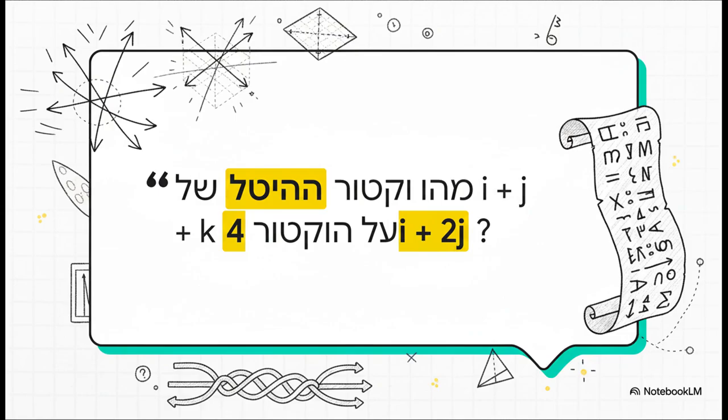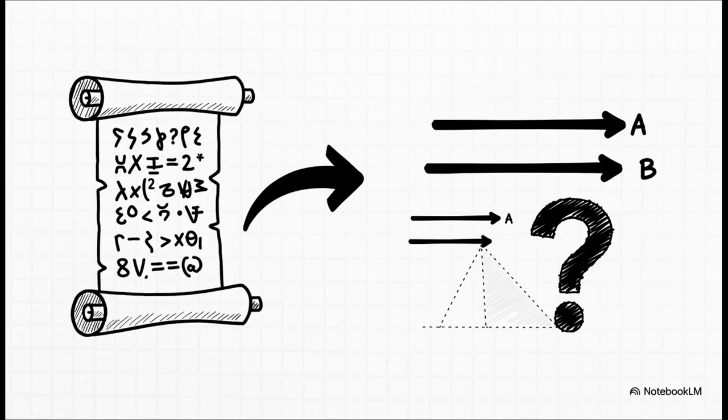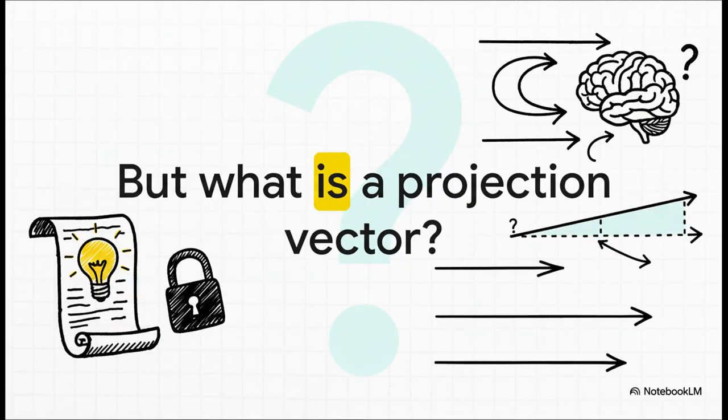Here it is, exactly how it looked on the page. Now, if you're not deep into vector calculus, this probably looks like some kind of cryptic code, right? But let's break it down and translate it. So when you strip it all down, here's what it's really asking. We've got two vectors, we can call them A and B, and the question wants us to find something called the projection vector of A onto B. And that is the absolute key to this whole puzzle, isn't it?